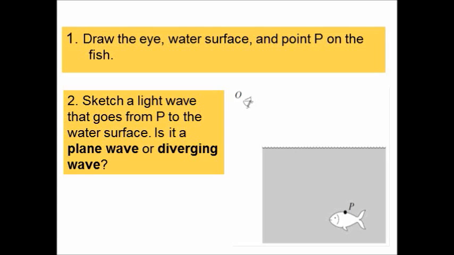In other words, the light will scatter on the top of the fish. Some of this light will be reflected back to the observer. How will the shape of the reflected wave look like? Will it be a plane wave or a diverging wave? If you don't remember what the plane wave and diverging wave is, see a few previous slides.